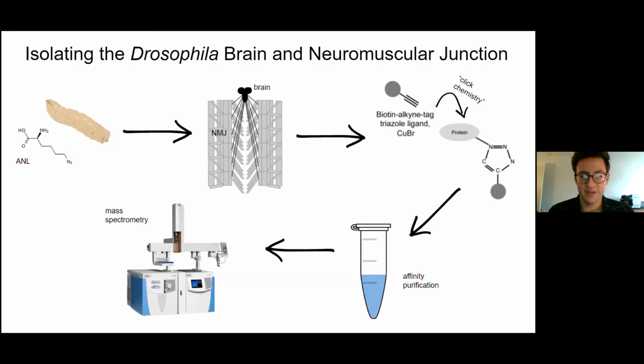Some of the people in this Zoom call have helped me dissect these. Then we homogenize them. We do this click chemistry reaction where we can label these newly made proteins that contain ANL with biotin. Then we can purify these proteins and send them to mass spec to identify and quantify them.